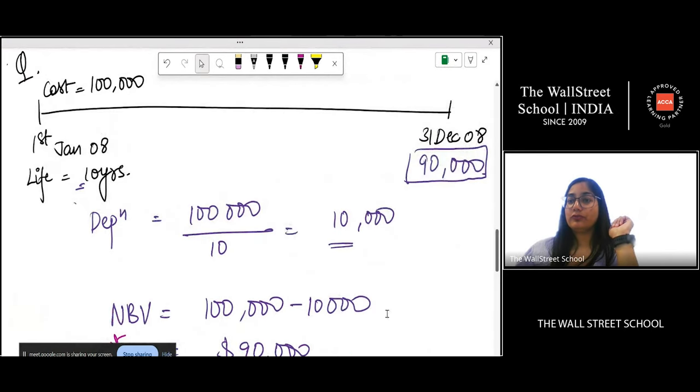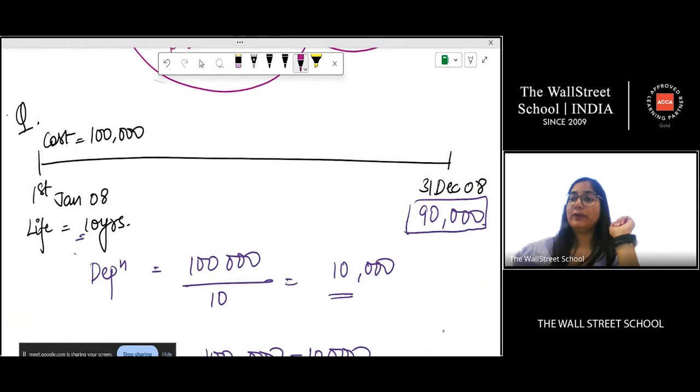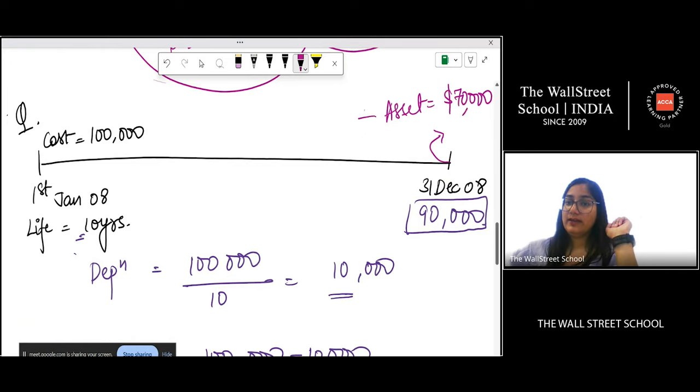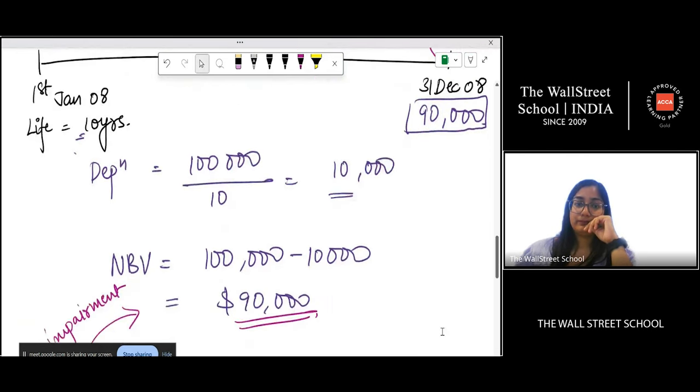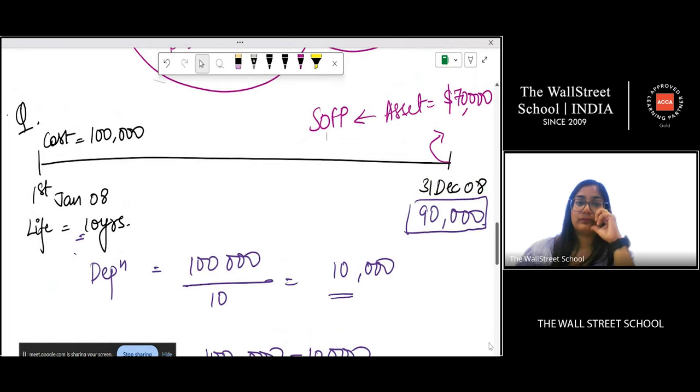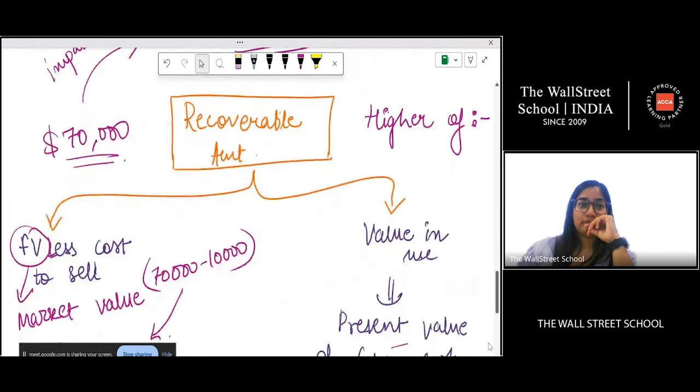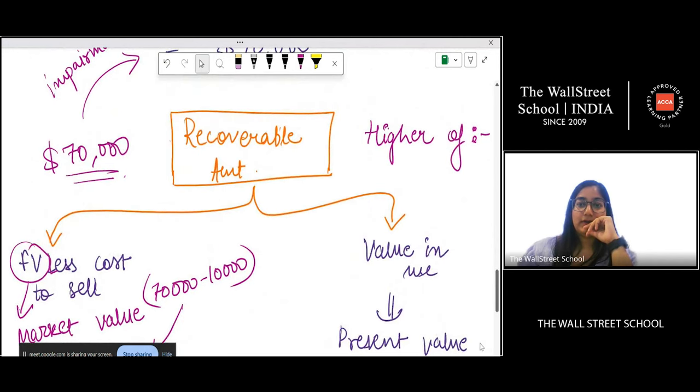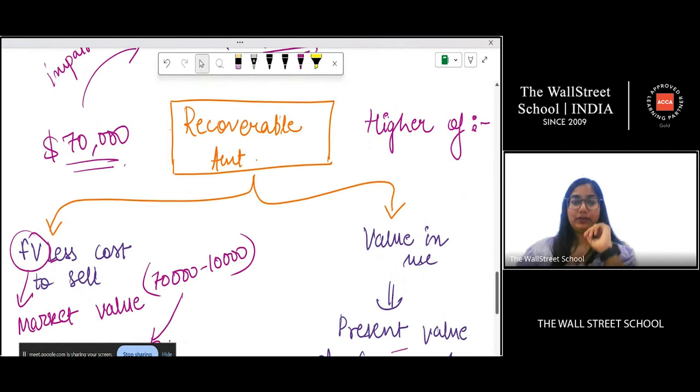Okay. So in books of accounts, what will be the value of asset that will be recorded now? Asset will be recorded at 70,000 now in the balance sheet, in the SOFP. Okay. Let me know whenever you all are done, then we'll continue further.